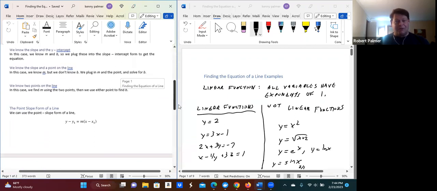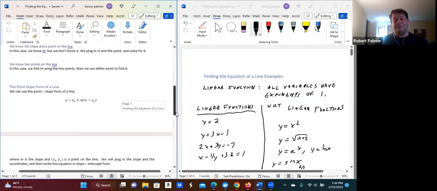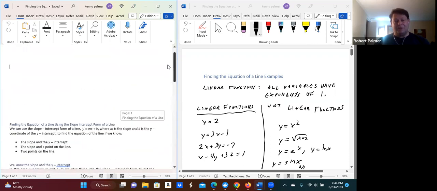Okay, we talked about the point-slope form. We can plug in the slope and a point at the same time. And then we also did the standard form, or standard equation of a line, which looks like this. And we were able to convert back and forth between that and slope-intercept form. Then we learned how to graph horizontal and vertical lines.